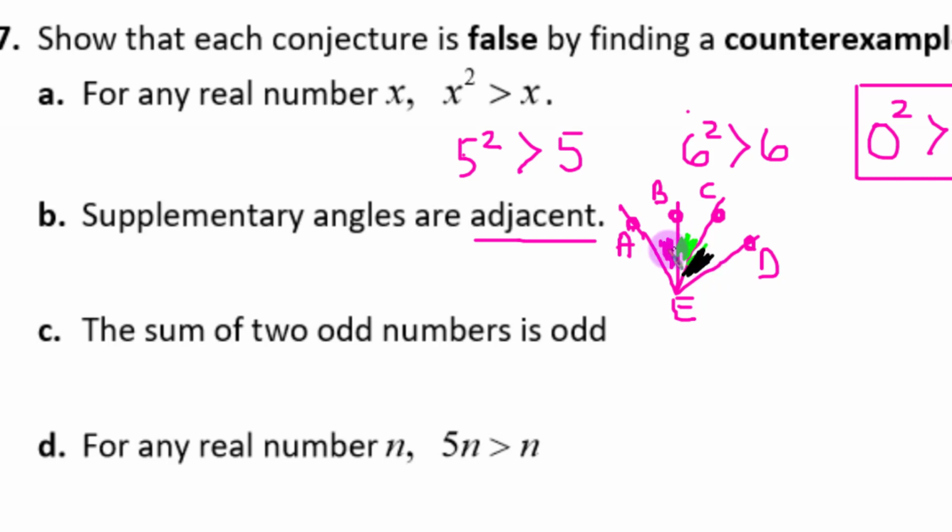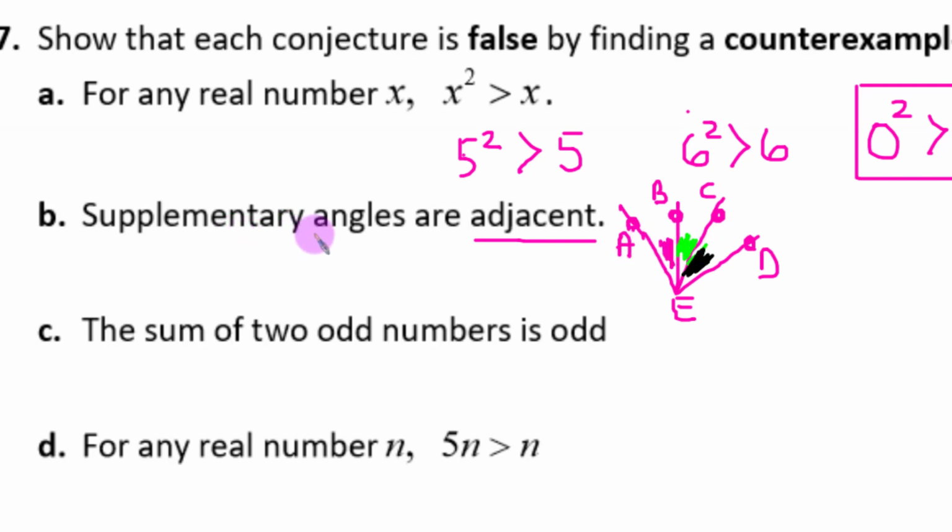The reason why these two, the red and the green, are adjacent is because they are touching each other, they're sharing a side. Same thing with the green and the black, they're sharing this side right here. But the red and the black are not sharing a side, so that means they are not adjacent. So to be adjacent, they have to share a side.